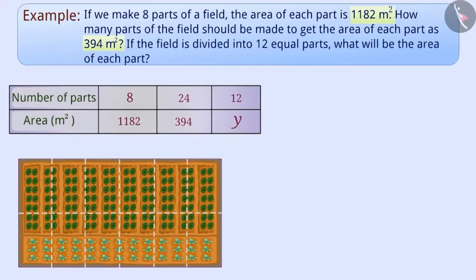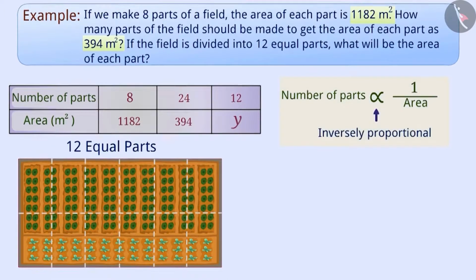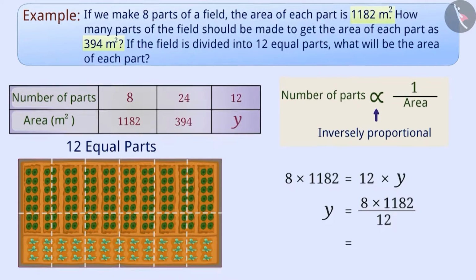Now let us find out the area of individual parts if the field is divided into 12 equal parts. Suppose in this case the area of each part is variable y. Since the number of parts and the area of each part are inversely proportional, we can say that 8 into 1182 is equal to 12 into y. That is, y is equal to 8 into 1182 by 12, which is equal to 788 meters square.